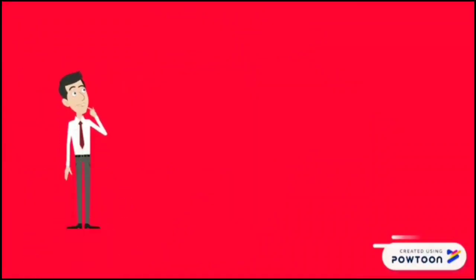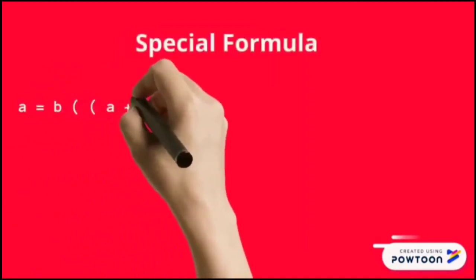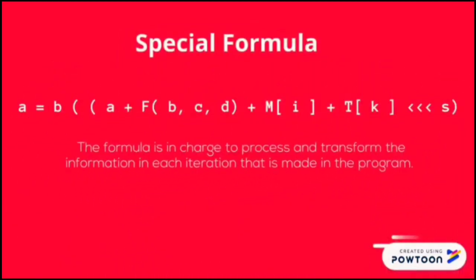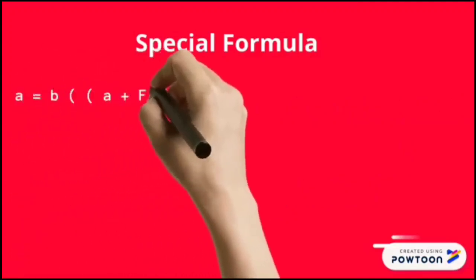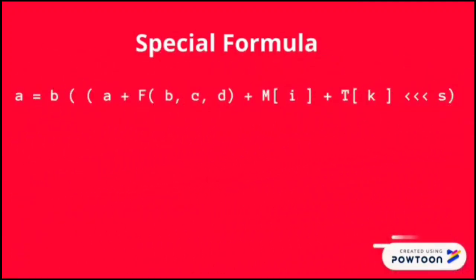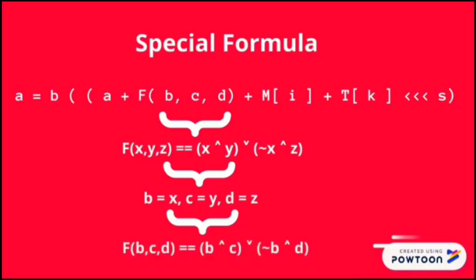Once we know these auxiliary functions, we have the following question: how are the values changing in every round? Each round has a special formula, which is this one. This formula is in charge of processing and transforming the information in each iteration. As you can see, we have a equal to b plus a plus the function F of b, c, and d. In this part, we are saying that the values b, c, and d are going to be the values of x, y, and z from the original function. So we are just substituting.